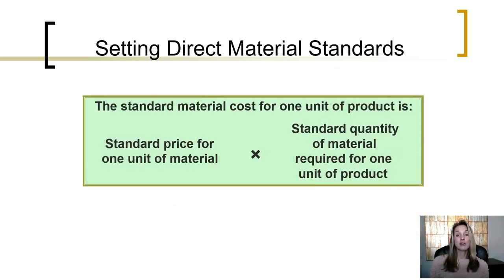So the standard material cost for producing 1 unit of product would be the standard price that we anticipate paying for 1 unit of material, and the standard quantity, or how much material should be used to produce each unit of product.